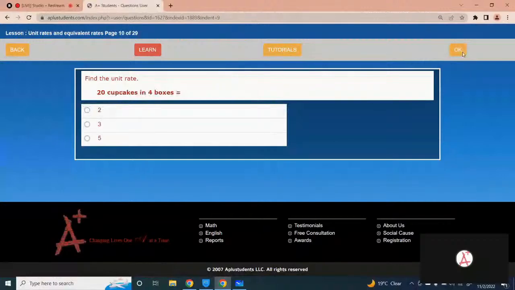Okay, 20 cupcakes in 4 boxes. So how many cupcakes in a single box? Yes, you have to divide 20. So 4 times 5 makes 20. So yes, in one box you have 5 cupcakes. Got it?